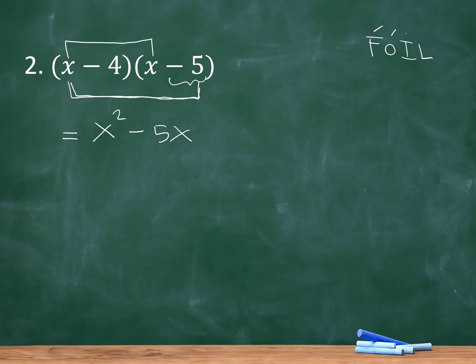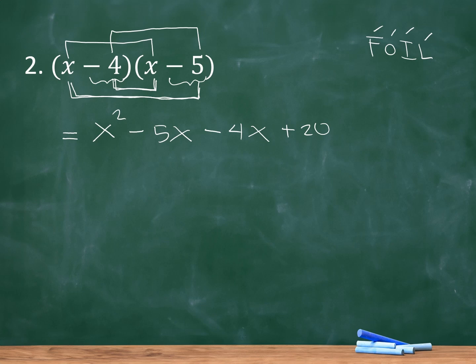Next, we will multiply our inner terms. It's going to be negative 4 times x. So take note, this will be taken now as negative 4. So negative 4 times x is negative 4x. And then next will be L. L means the last term, so we will multiply negative 4 and negative 5. Take note, negative times a negative is a positive. So negative 4 times negative 5 is positive 20.